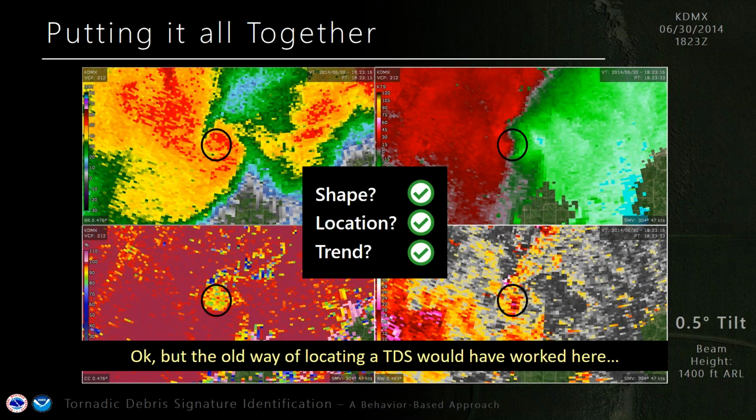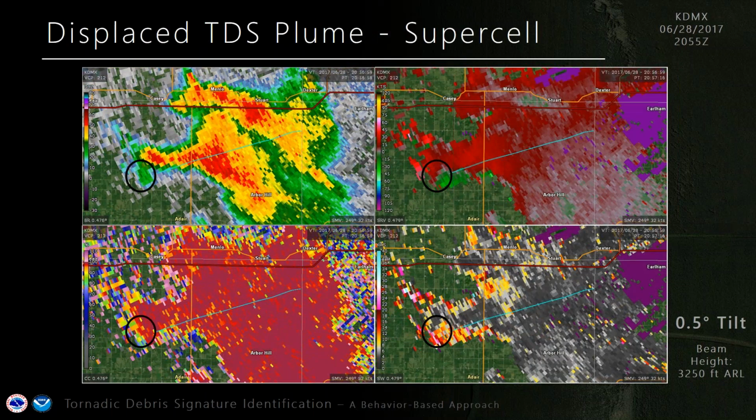So let's go to a harder case. This was an easy case. We're going to start with a more supercell type structure here. Starting off here, the blue line is actually the tornado track. I'll give that hint away right away. We're starting off here before the tornado touches down, and you'll see here, this is our supercell with the elongated appendage and RFD hook right there.